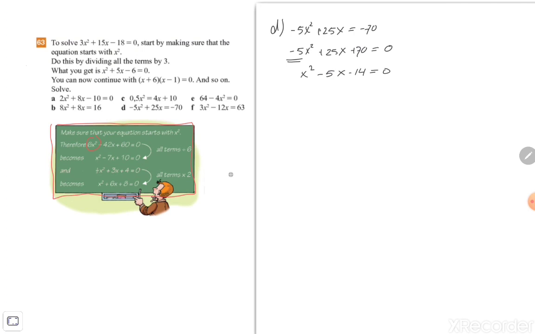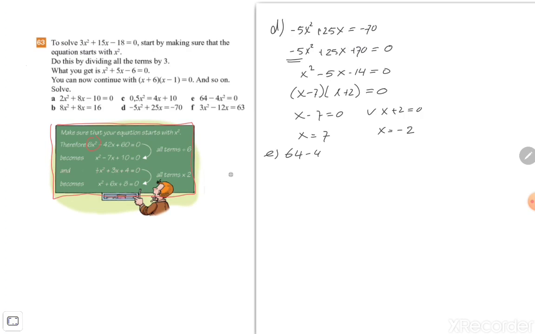Alright, to find your x's, you get x minus 7 and x plus 2 is equal with 0. So x minus 7 is 0, or x plus 2 is 0. So x is 7, or x is minus 2. Alright, exercise E.